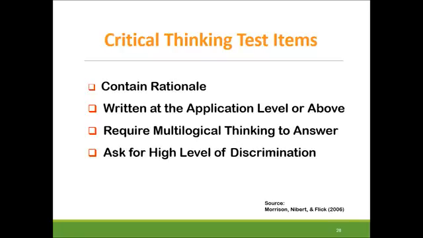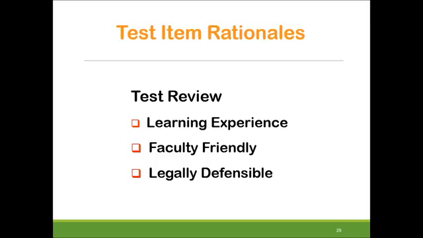So these four areas, I would encourage you to commit to memory to some extent, so that every time you're writing a test item and you're striving to make sure that it's really looking for students' critical thinking abilities, you've got these components represented. You've done a good job with including a rationale, you've written that, you've made the question certainly at the higher end of the taxonomy, you can literally see multiple facts involved, you can identify the multilogical type of thinking that's required to answer, and you've certainly asked for high levels of discrimination. So how do you do all of this?